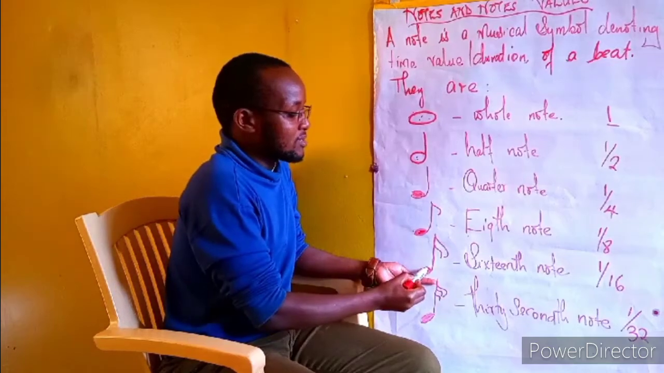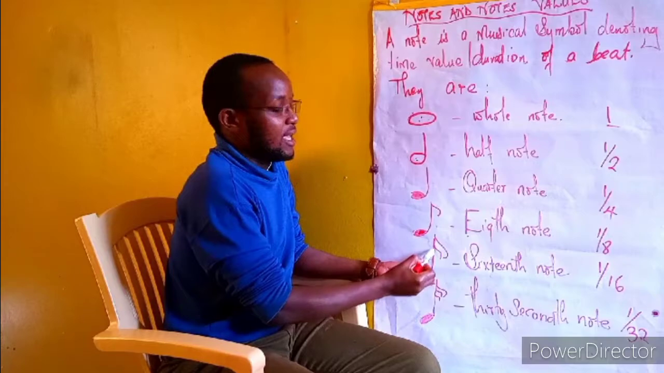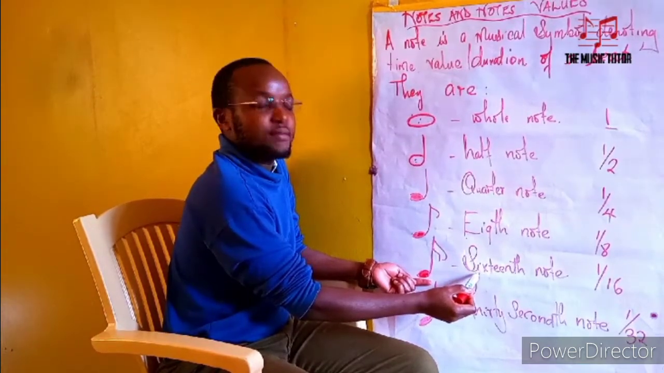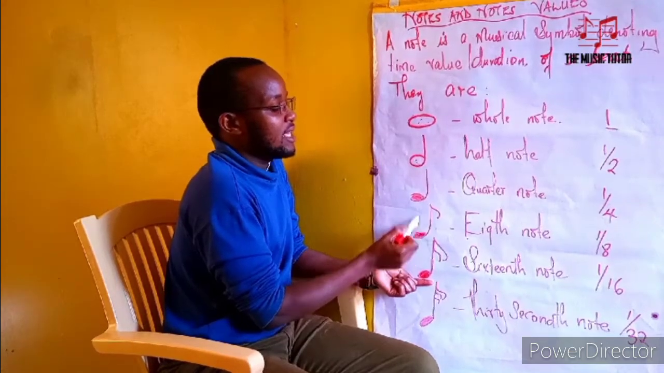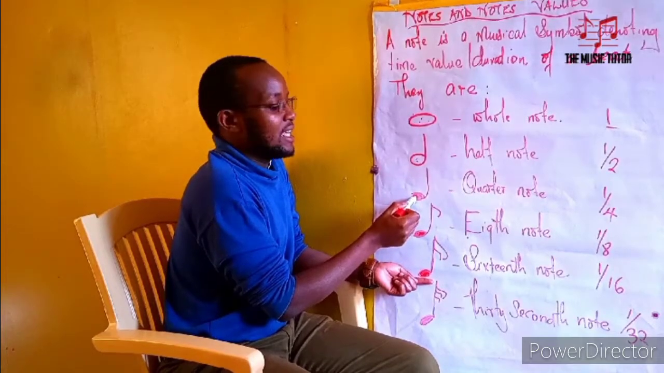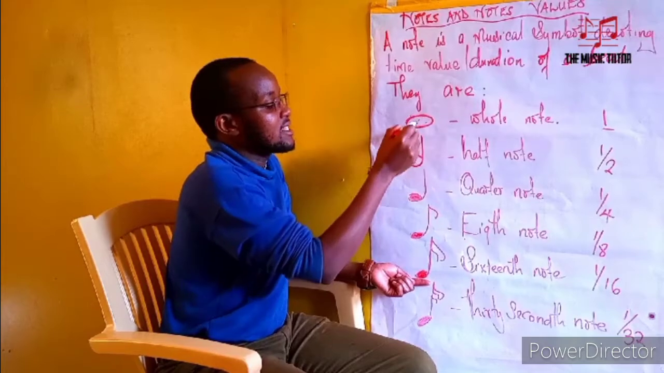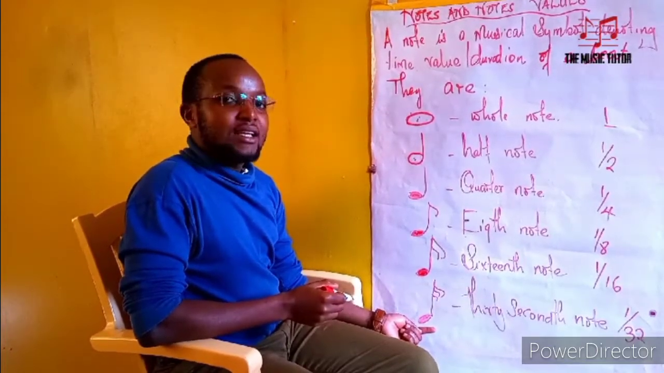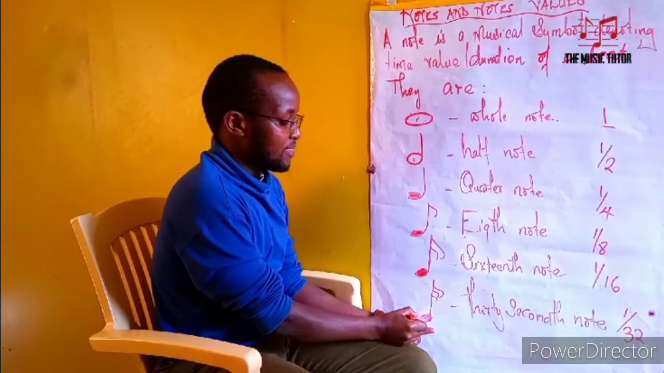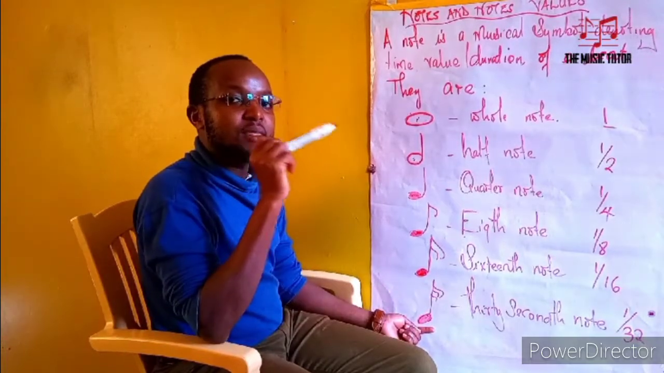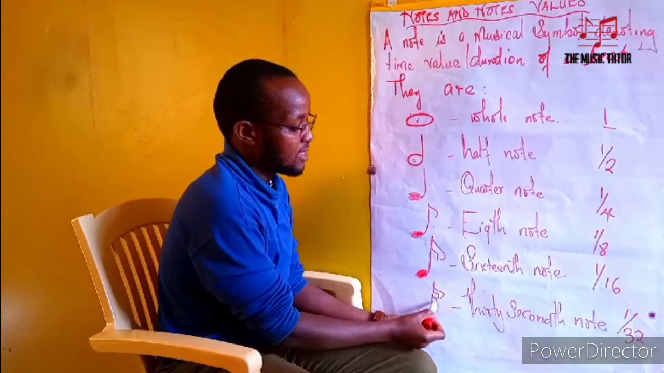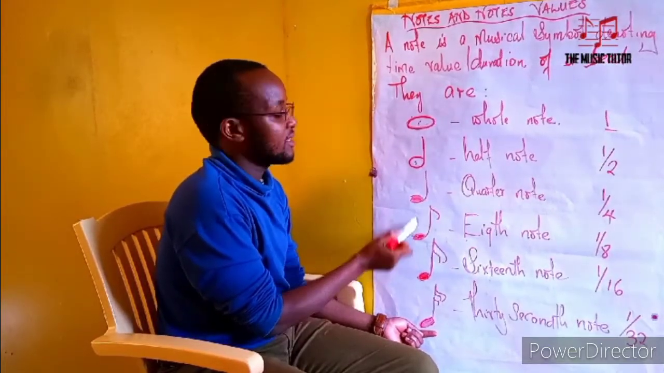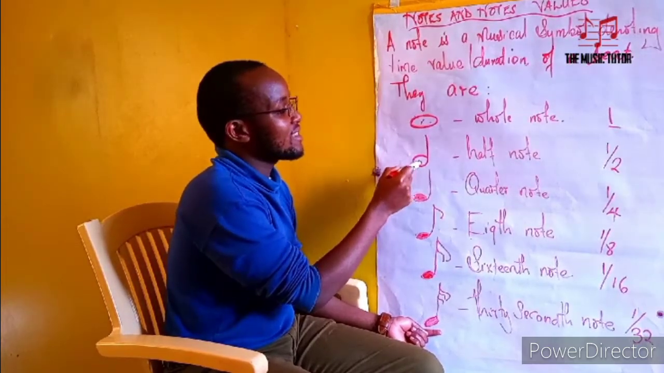This other also looks the same, but it has a shaded head and the stem has two flags. It is called a 16th note, meaning it is half of this, a quarter of this, an eighth of this, and a 16th of this note. The other one here down looks like a golf club, but the stem has three flags. This flag, this other, and this other. It is called the 32nd note. It is half of this, a quarter of this, an eighth of this, a 16th of this, and a 32nd of this.